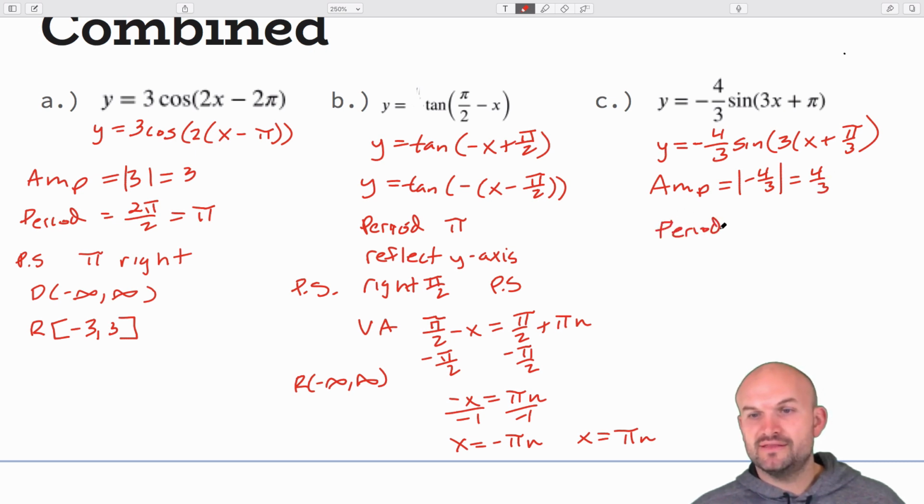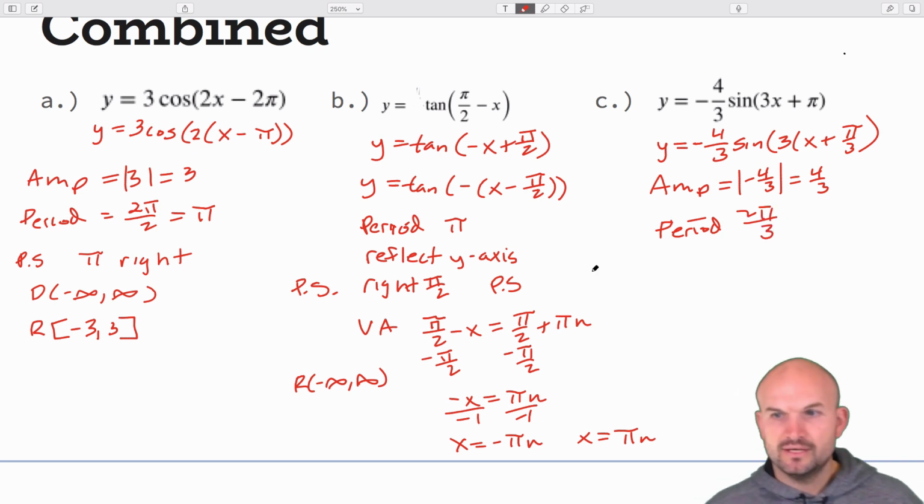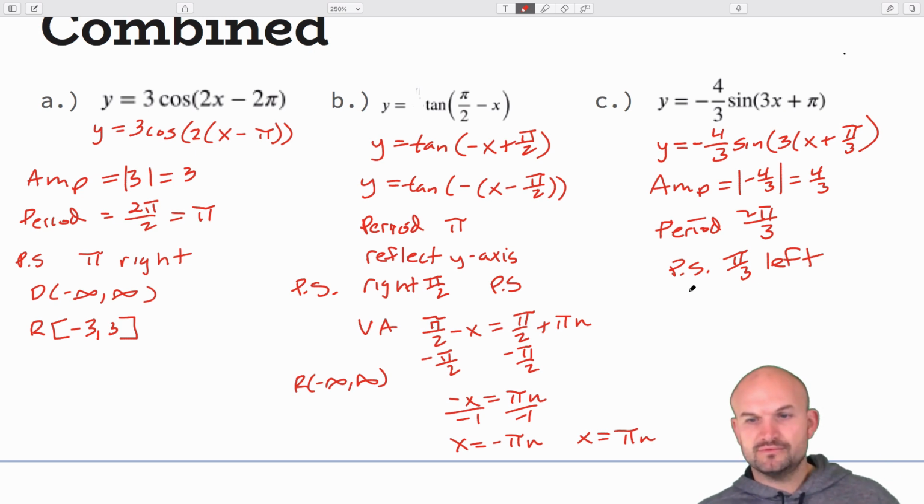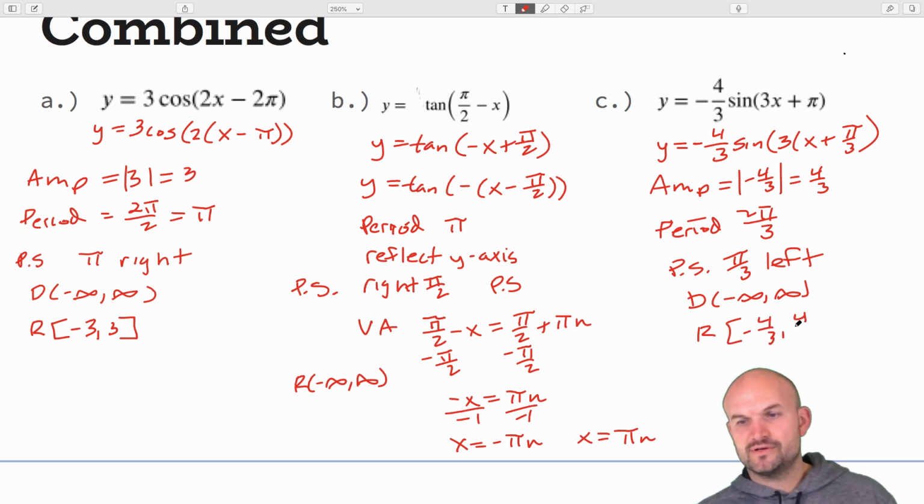The period, in this case, is going to be 2 pi divided by 3. We are going to have a phase shift of pi thirds to the left. There's no vertical transformation. My domain is from -infinity to infinity. And my range is, again, going to be from -4/3 to +4/3.